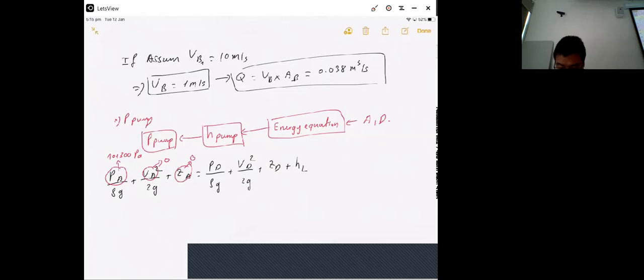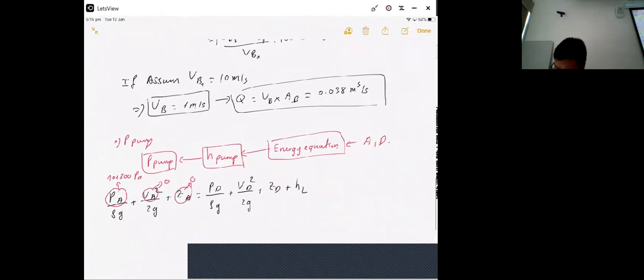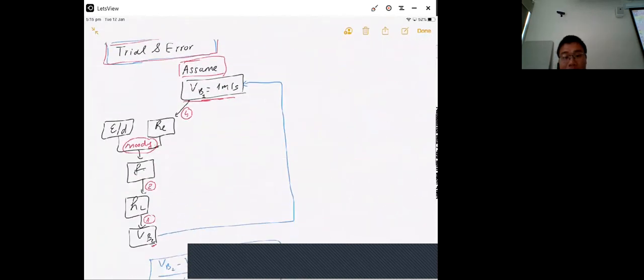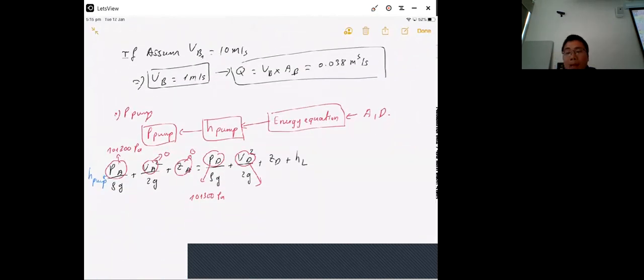Oh yeah, I forgot S pump. Between A and D, we have a pump. So S pump. PD is atmospheric pressure, 101,300 Pascal. VD, how about VD? How about VD? Velocity. How about VD?